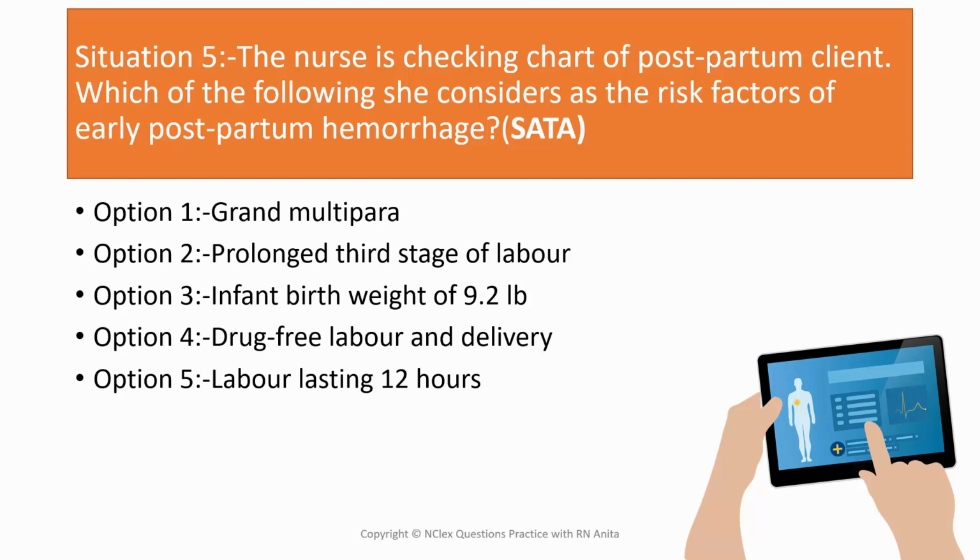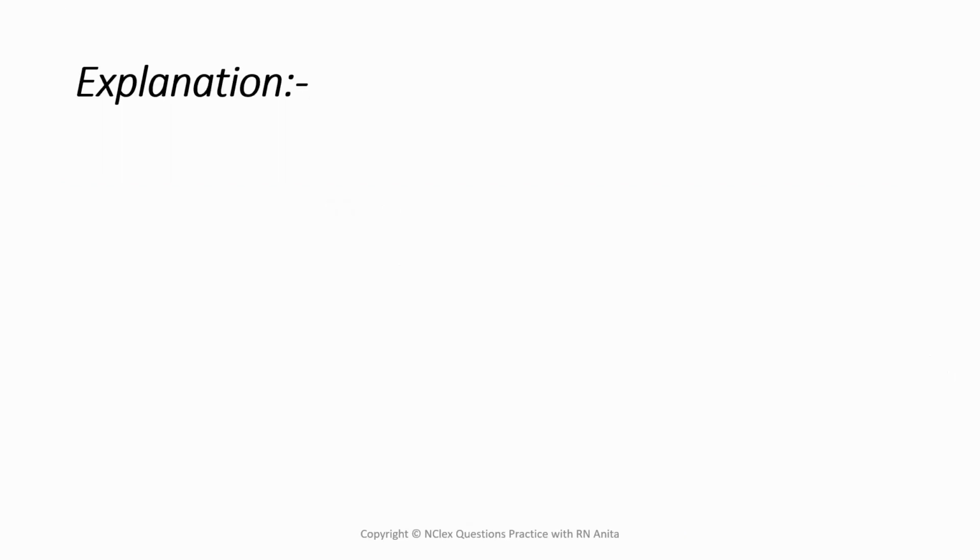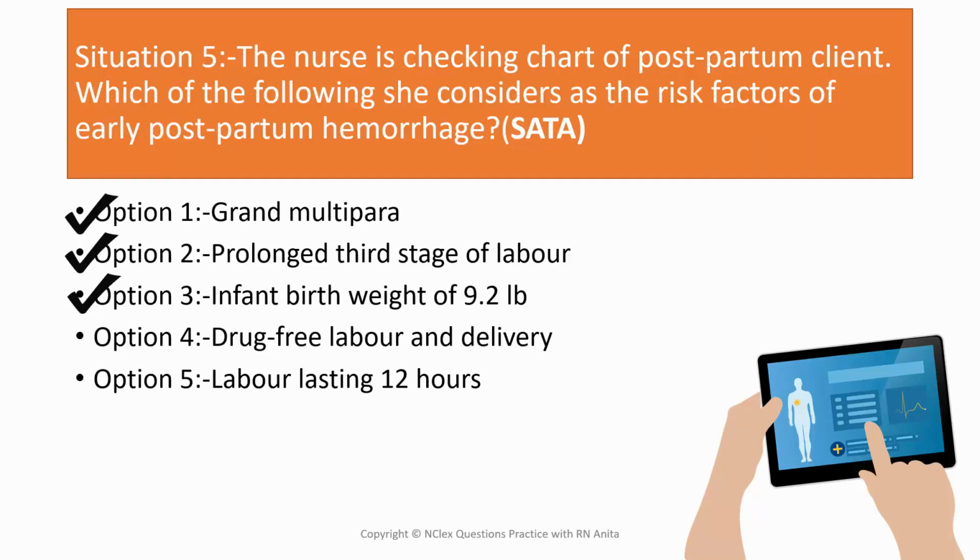Option 1, grand multipara. Option 2, prolonged third stage of labor. Option 3, infant birth weight of 9.2 lb. Option 4, drug-free delivery and labor. Option 5, labor lasting 12 hours. You can guess the answers. The correct answers are options 1, 2, and 3, and options 4 and 5 are excluded here. I'll explain why these three options are correct, and why the other two options are incorrect.